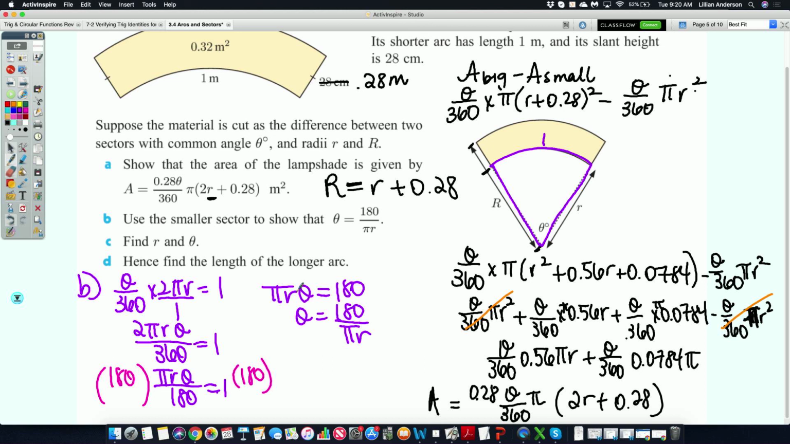Questions? Can we use arc length for the top of the lampshade if we were given that measurement? Can you use the arc length formula for that too, to find the one on the top? Yeah. All right, so now let's use what we know to find little r and theta. How do we find little r and theta?